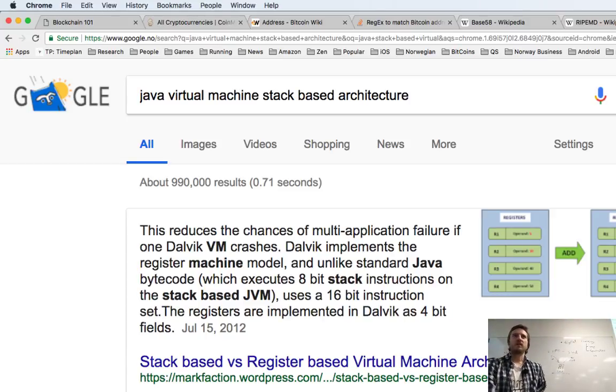Okay, how many of you use Android? Yeah. So Android uses Java to program, but Dalvik, the virtual machine which Android runs, is a register-based machine model, right? Unlike standard Java bytecode, which executes stack instructions based on the stack-based JVM. What's the difference between register-based and stack-based? That goes a little bit into computer architecture.